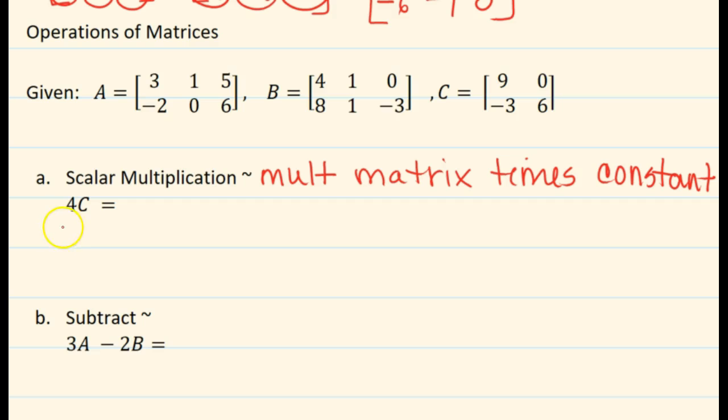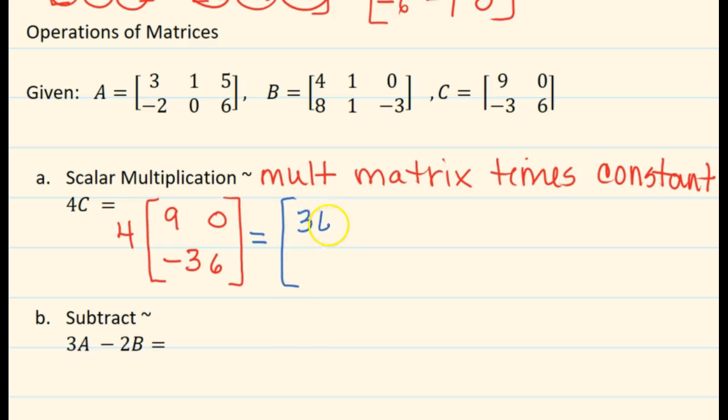So matrix multiplication, if I have 4C, what I'm doing is I'm going to get 4 and I'm going to multiply it times 9, 0, negative 3, and 6. When we do this, we actually multiply everybody inside by that number. So I'm going to get 4 times 9 is 36, 4 times 0 is 0, 4 times negative 3 is negative 12, and 4 times 6 is 24. So this blue matrix represents 4C. Notice that C had 2 by 2 dimensions, and my answer also has 2 by 2 dimensions.